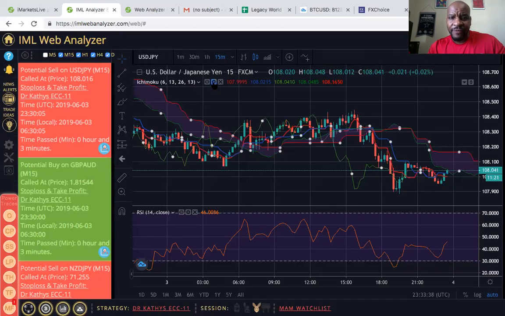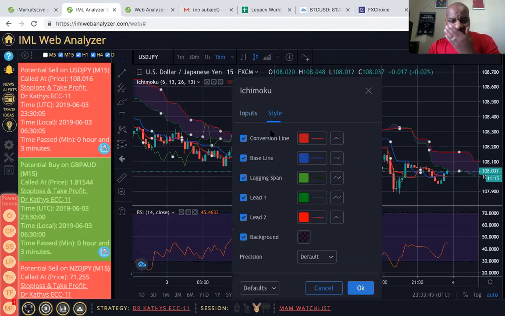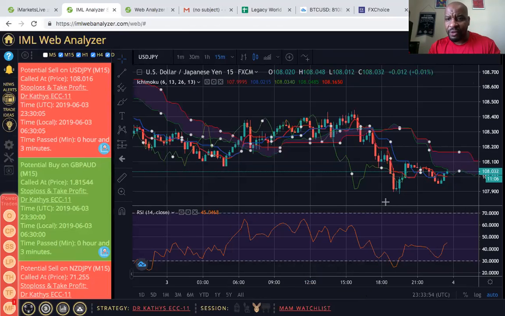So select that, and make sure that when you're changing this, you go to Save as Default. Also, your style when you first start: your conversion line should be red, okay? And your baseline should be blue. Once again, save as default. Click OK, okay? That's it. And then you're set there.